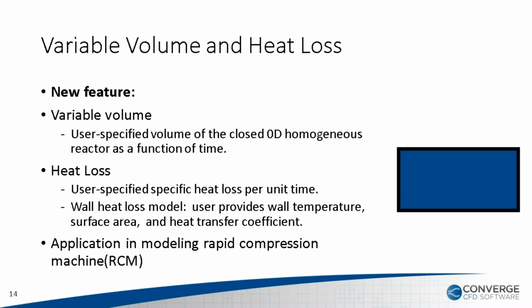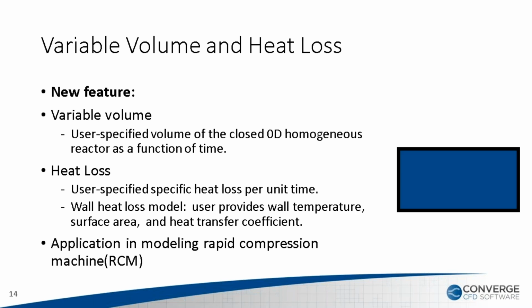This is a new feature that we have included in CONVERGE 3.0, which is the variable volume and heat loss. It's basically the constant volume, 0D homogeneous reactor, but now we let the volume change. The user has to specify the volume of the closed homogeneous reactor as a function of time. So the reactor is still closed, there's no inflow or outflow, it's just that the volume is allowed to expand. And now you can also prescribe a heat loss term.